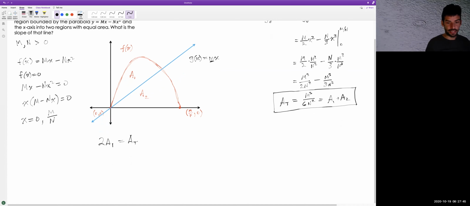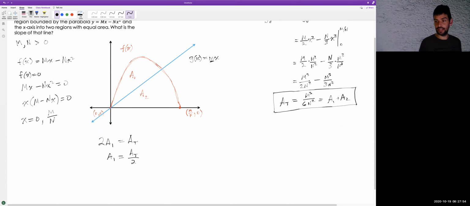So that's just sort of translating this paragraph into math statements. Another way to say that is A1 equals A total over 2. And I have an expression for A total. So this expression, m cubed over 6n squared divided by 2, will give me m cubed over 12n squared.